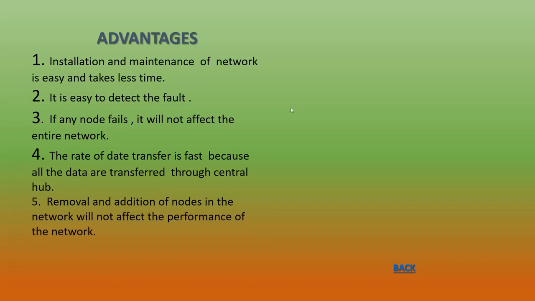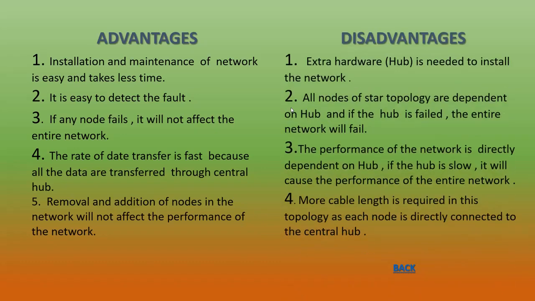And if the hub fails, if any problem happens to the hub or the switch, the entire network will fail. So, these are the main disadvantages of star topology. See that extra hardware is needed. All the nodes of the star topology are dependent on the hub. If the hub fails, the entire network fails.